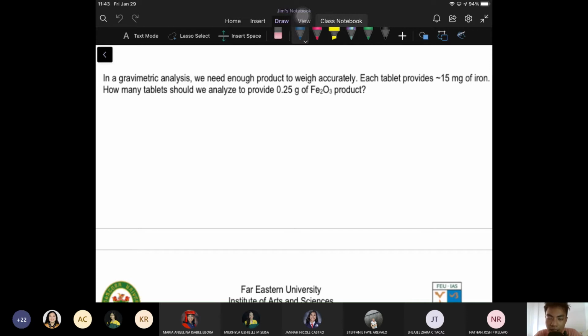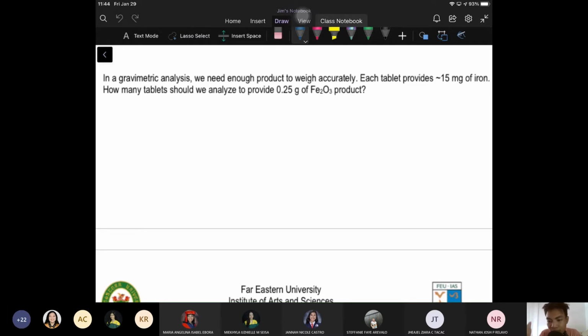Ang kailangan natin is malaman natin how many tablets would be equal to 0.25 grams of iron 3 oxide. Nakita nyo na ba yung relationship from tablets to iron 3 oxide? Parang yun yung gusto ng question na to. Alamin mo gano'ng karaming tablets yung equivalent sa ganitong mass ng iron 3 oxide, given that each tablet has 15 milligrams of iron.